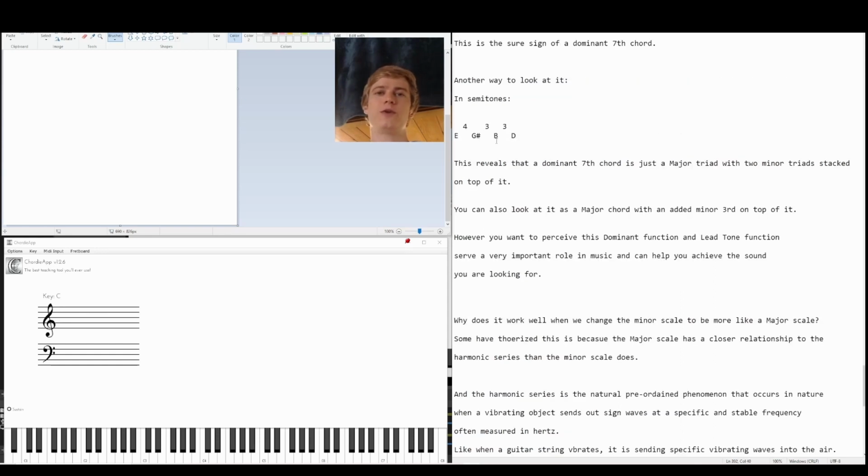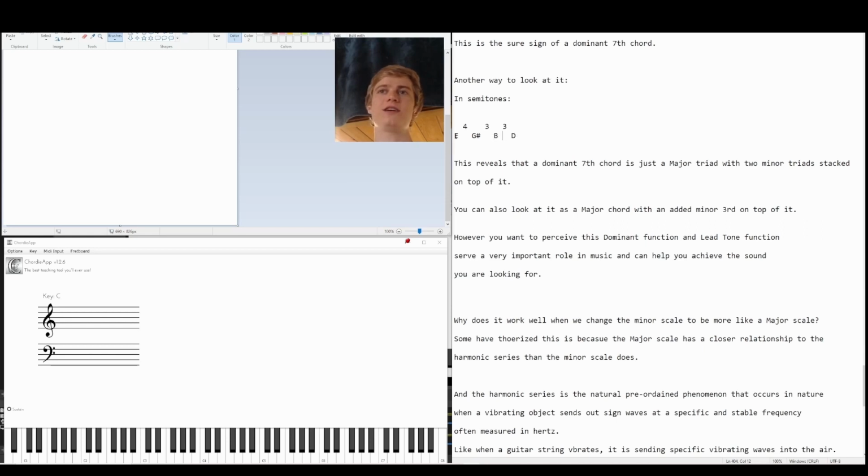So let's look at another way to look at that dominant 7th chord. I would just be looking at its semitones. So we're looking at those 4 notes that make up the 7th chord. And as you can see, our first third has 4 semitones. So we have a major third. Our second has 3 semitones. And then the third to the 4th has 3 semitones. So if you look at this, we have a major third, a minor third, and another minor third.